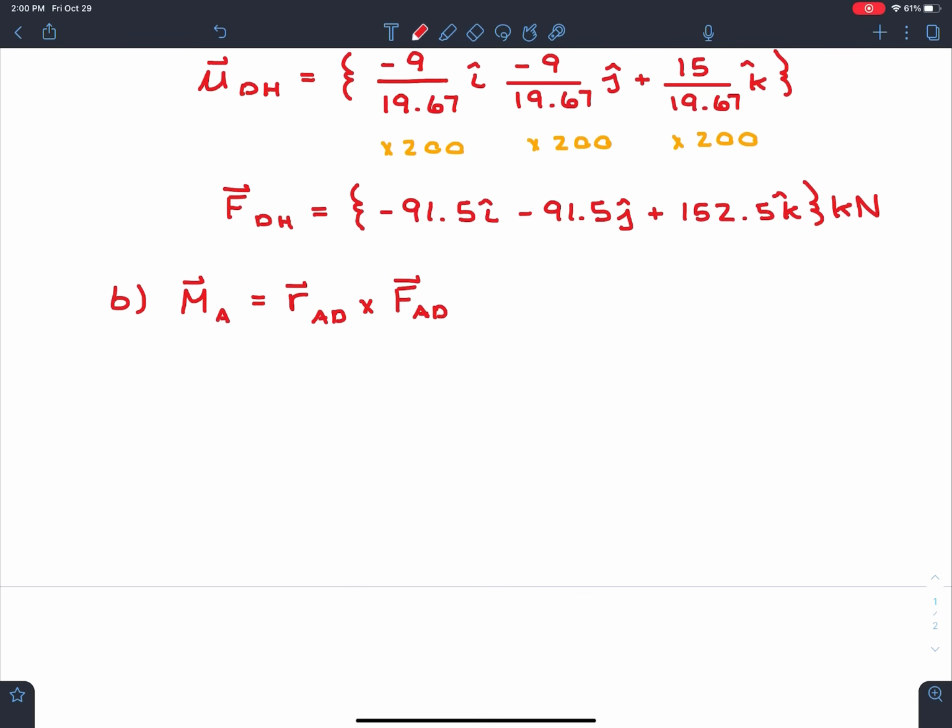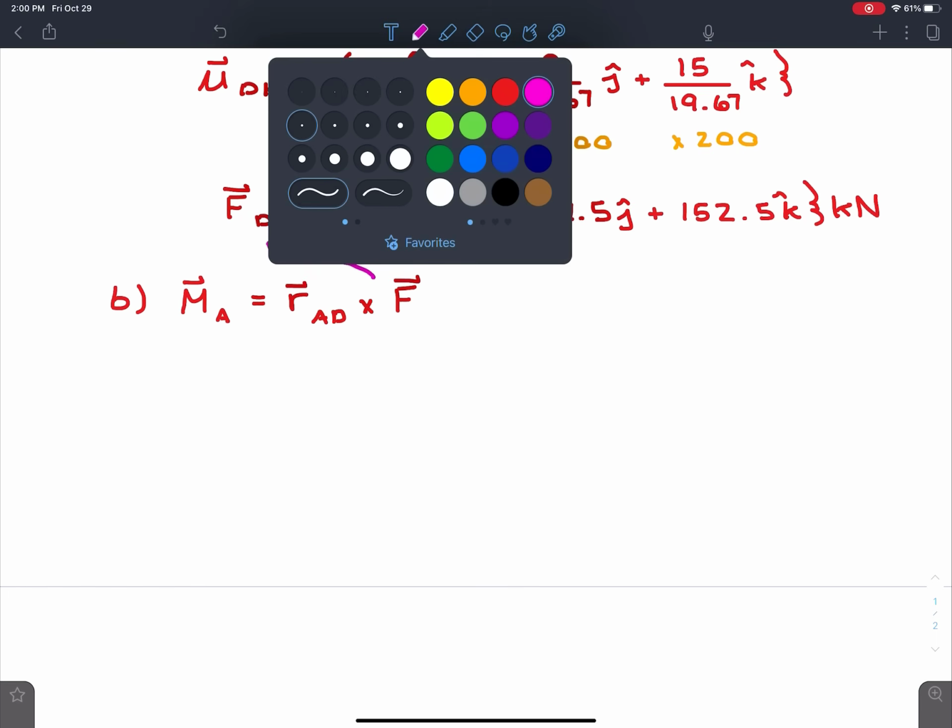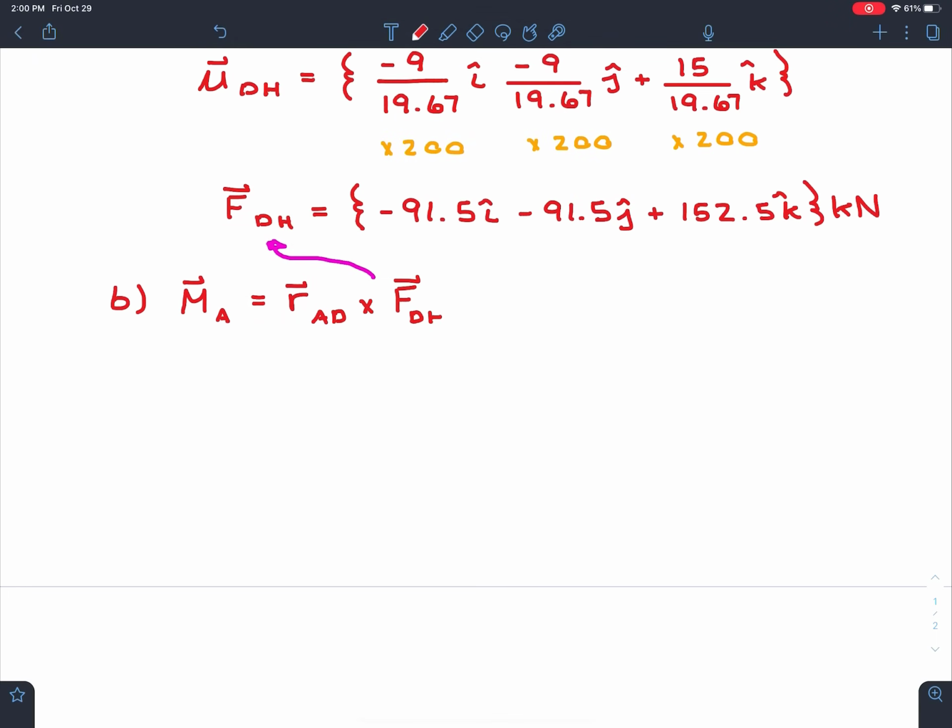Now, if I look at this equation, it's simple. I can calculate my moment if I know two things, the position vector and the force vector. From part A, we already know what the force vector is. I'll switch to pink. We know that this force vector is just right above. I said AD, but we actually know that this is DH. So we already have that. That's good to go. The only thing we don't know is the position vector. But position vectors are easy because a position vector from A to D is just going to be equal to the coordinates of D minus the coordinates of A. Nice and simple.